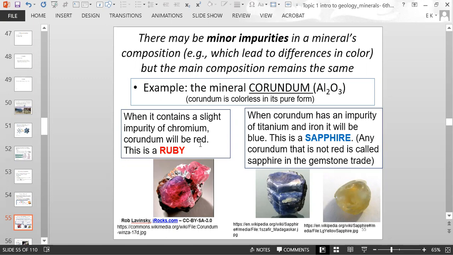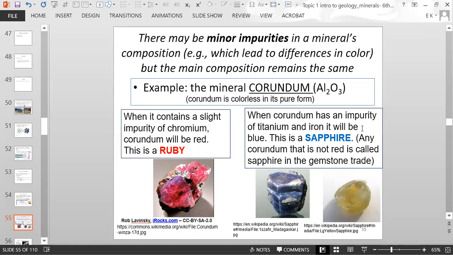But there's not enough chromium in the chemical composition for it to change the way the formula is written. It's still Al2O3. There's just a little tiny bit of chromium here and there throughout the mineral, but it's such a tiny impurity, you don't add chromium to the chemical formula because it's not really enough. It's just a tiny impurity.